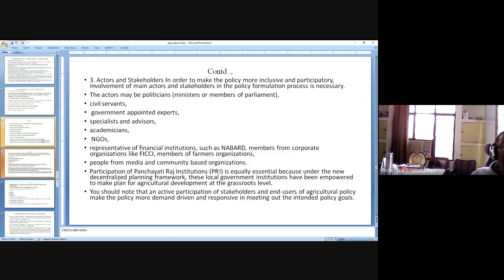You should note that active participation of stakeholders and end users of agriculture policy makes the policy more demand-driven and responsive in meeting the intended policy goals. In this way, the actors and stakeholders are very crucial in agriculture policy. Next slide.